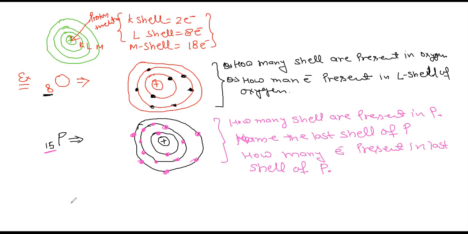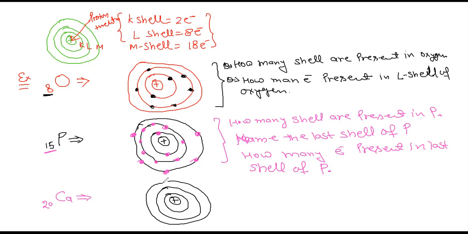I have taken calcium. Calcium is 20. So now you can do that easily. Take the nucleus. This is the first cell, this is the second cell, this is the third cell, and this is the fourth cell. Now here, one thing I'm going to tell you. You see here I have written 18 electrons. But whenever we fill electrons in the M cell, we fill only 8 electrons.